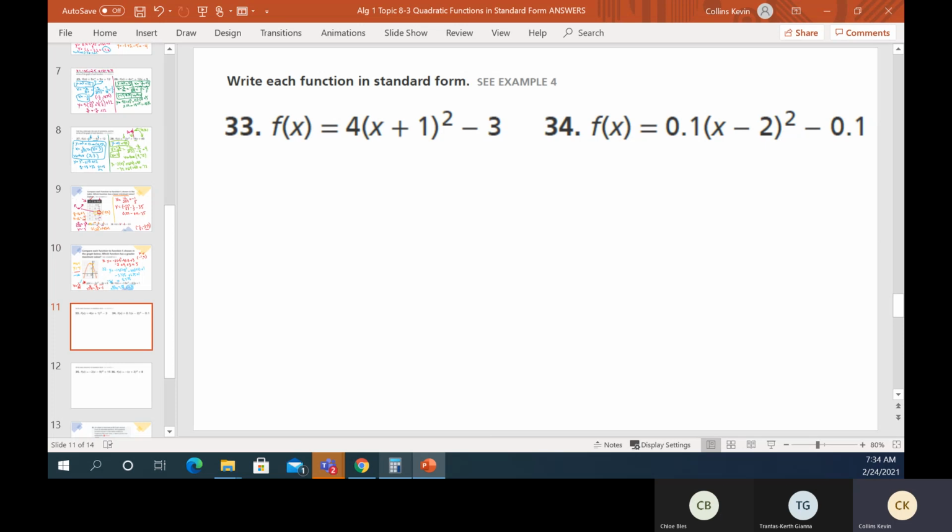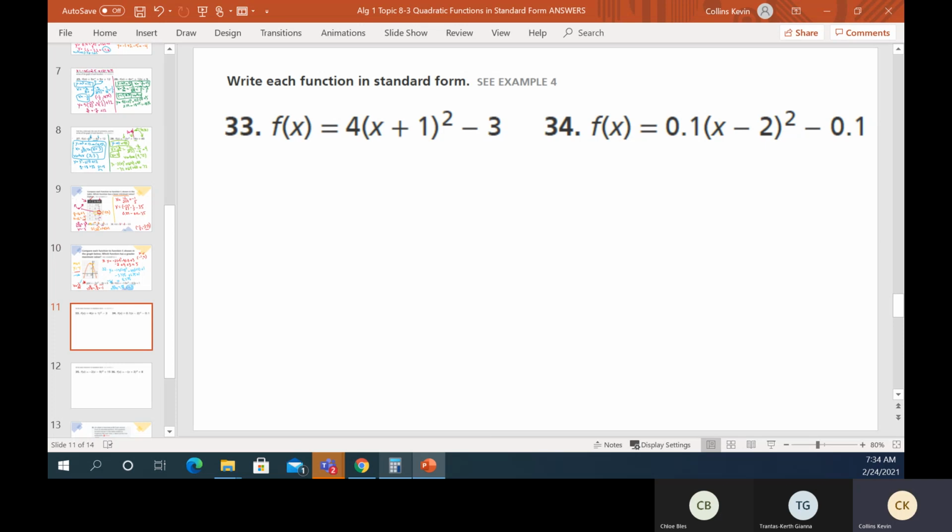All right, this says write each equation in standard form. Now, if you remember, our last topic was vertex form, and that's what we've got going on here. This is vertex form. Now they want us to turn it back to standard form. So really all they're asking us to do is multiply these out. Okay, so let's go ahead and do that.